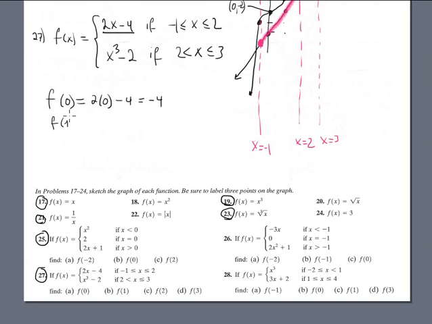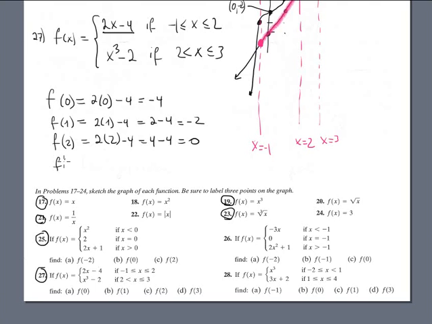f evaluated at 1. 1 is inside this interval also. It's 2 times 1 minus 4. 2 minus 4 is negative 2. And f evaluated at 2. This is 2 times 2. Even at 2, we're using this expression because it's equal. Minus 4, 4 minus 4 is 0.